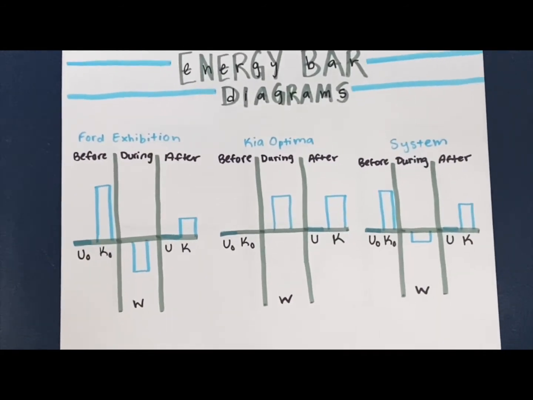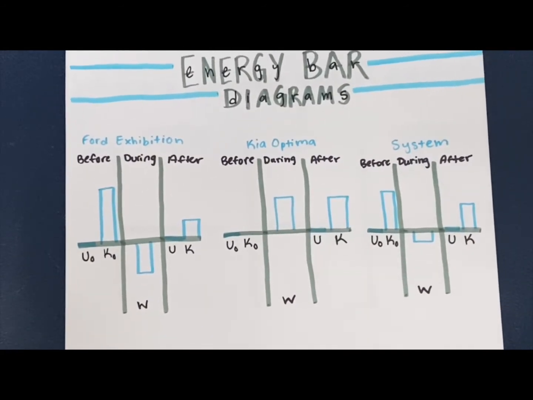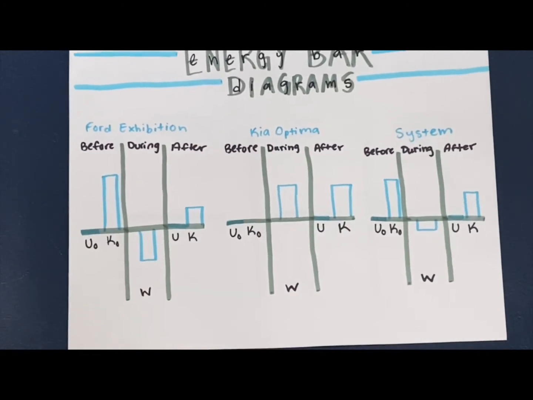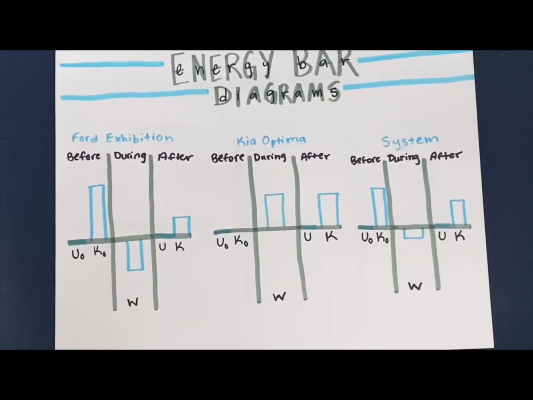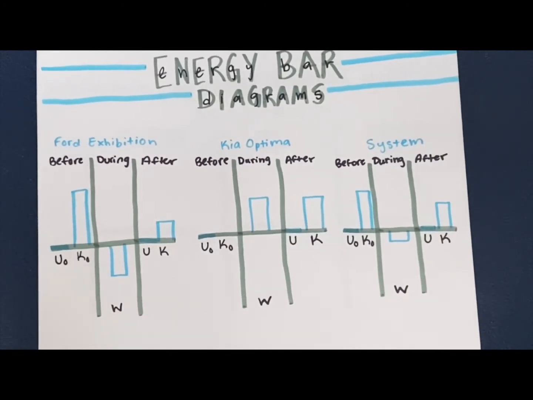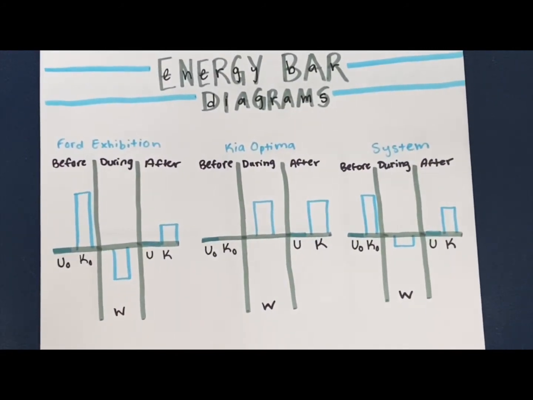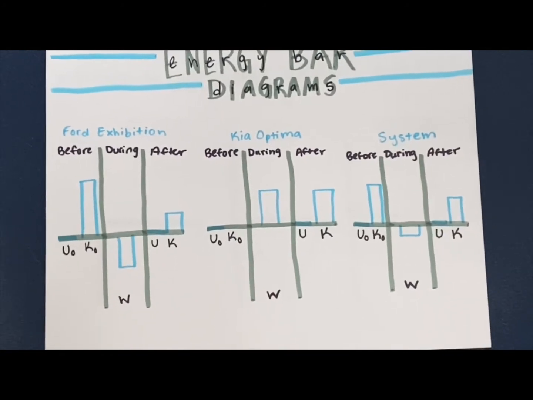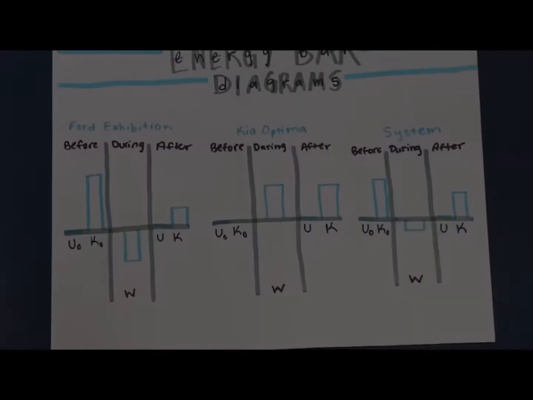no height. The Ford Expedition lost kinetic energy through negative work during the collision because it lost momentum, whereas the Kia Optima gained kinetic energy during the collision because of positive work done. As such, the total system kinetic energy decreased slightly, but was overall still positive.